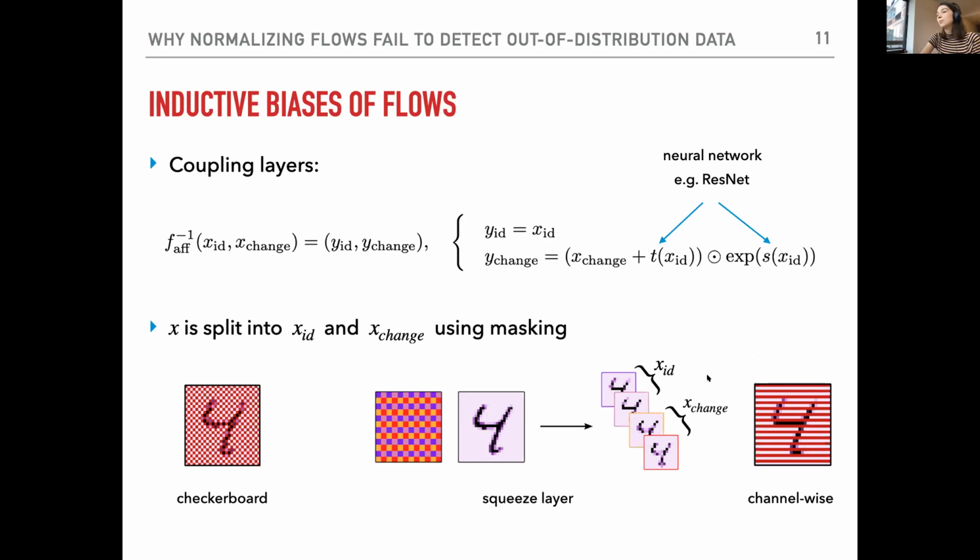And so the important thing to notice here is that when we are splitting the image into these two parts, X_id and X_change, they will be visually very similar. So here, these different channels are basically all downsampled images of the original image. And the same is true for the checkerboard masking.